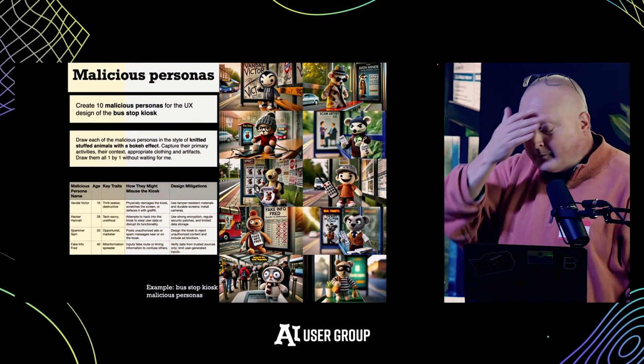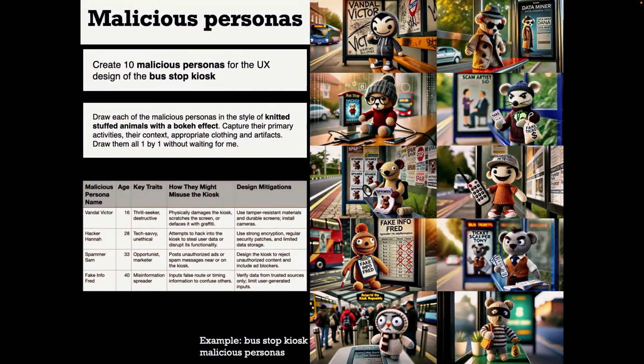Here's a good example of a specialized kind of persona. It's called a malicious persona. So these are bad actors. These are people who would be using your system, but not in a way you want. So this example is with a bus stop kiosk.